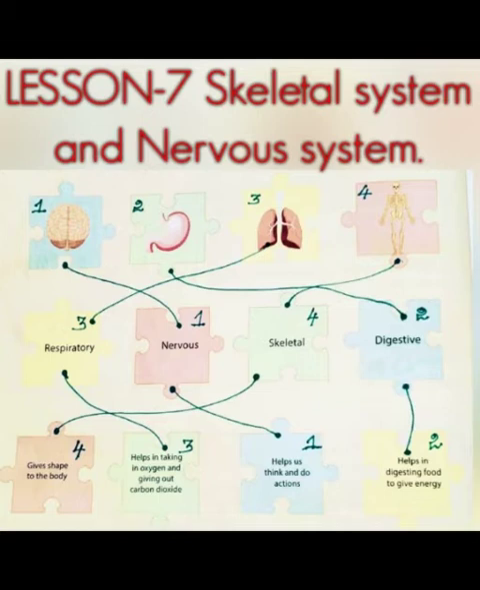Next, nervous system. What's the function of the nervous system? Nervous system helps in thinking and doing action. So, nervous system is linked to the third one of the third row. Next, skeletal system. What is the function of the skeletal system? The skeletal system gives shape to the body. So, the fourth one is linked to the first one of the third row.